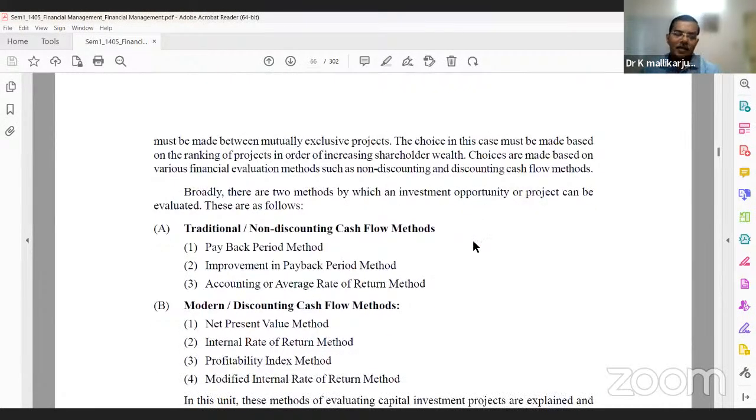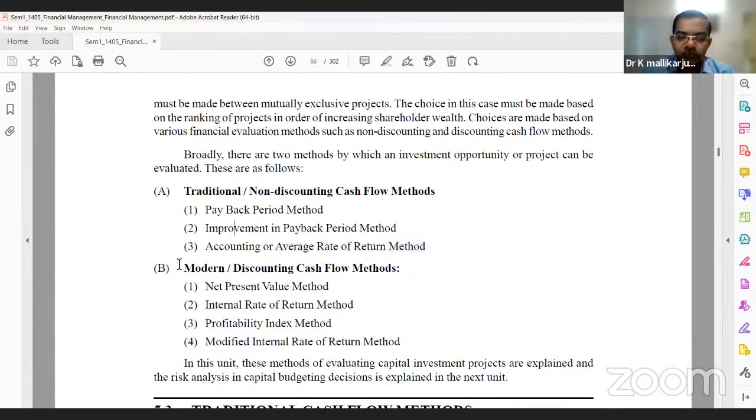So in the last class, we were discussing capital budgeting evaluation techniques. There are two types. One is traditional, also called non-discounting cash flow methods. Under this, three methods are there: payback period method, improvised payback period method, and accounting or average rate of return, which we also discussed. Today we are going to discuss the modern methods, also called discounted cash flow methods.